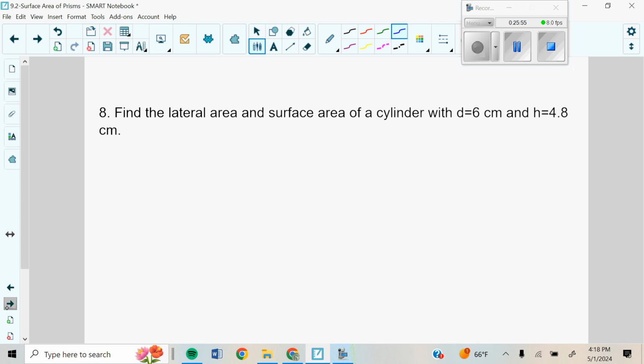All right, so I'm going to have you guys do this one. Please pay attention that the diameter is what is given. It is not the radius that is given. So pause it here and solve for our last piece.